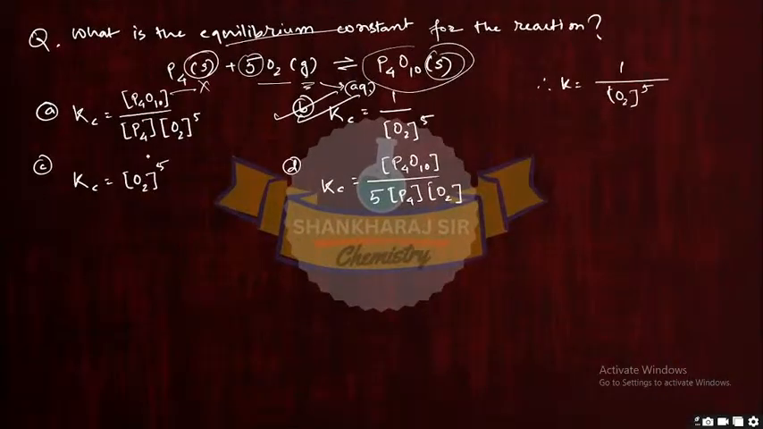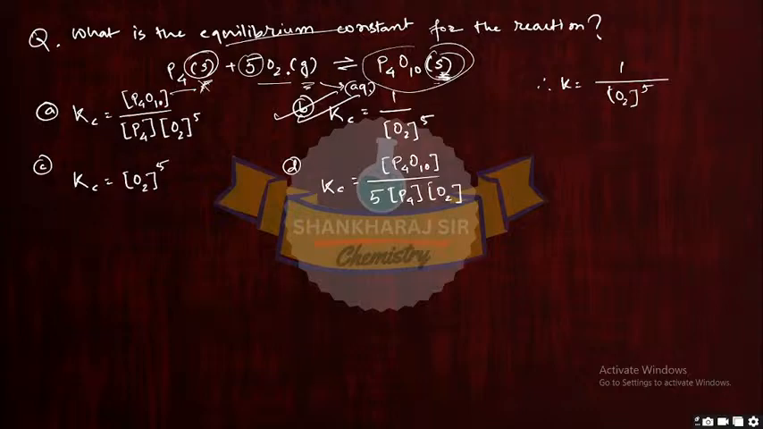Now this is the last question: what is the equilibrium constant for the reaction? They have given a reaction. We need to know that for solids and liquids we do not mention their concentration; we represent their concentration as 1, because the concentration of solids and liquids is an intensive property, and an intensive property does not change, it is constant. So we consider 1 for the solid state.